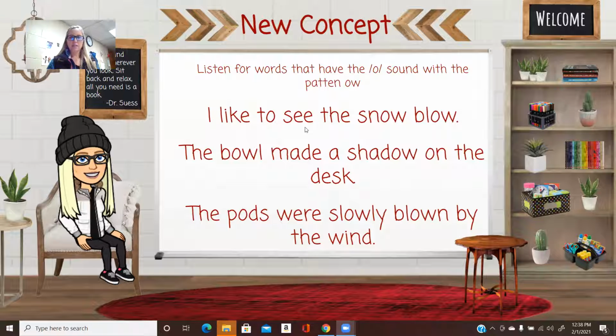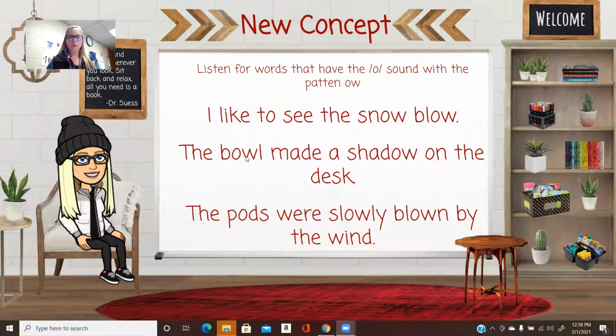I like to see the snow blow. All right, write down the two words that have that O-W, and remembering that the O-W says O. Hopefully you wrote down snow and blow. Good. Let's take a look at the next one.